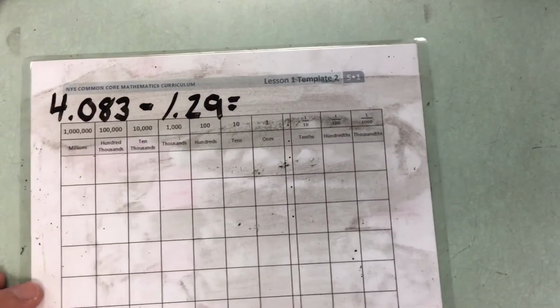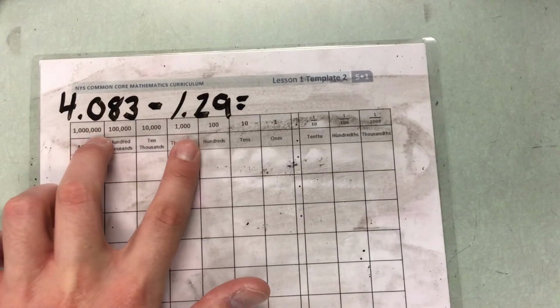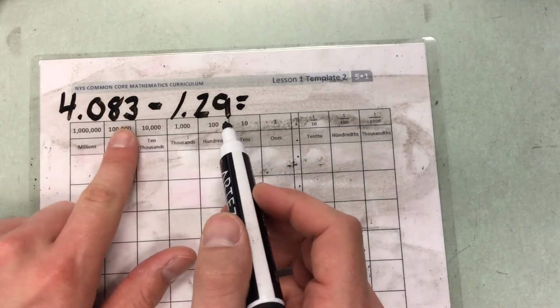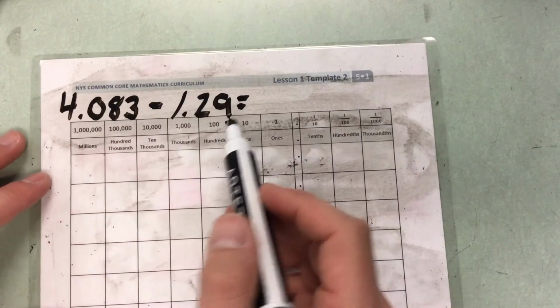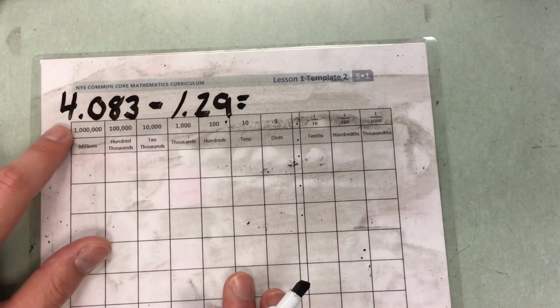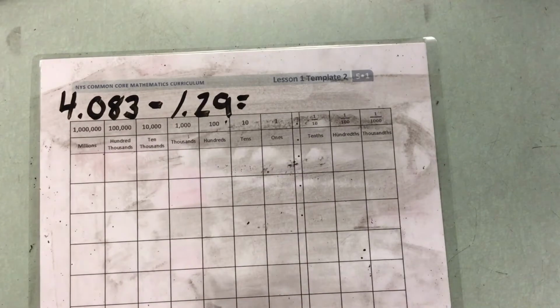For our next example, we're going to look at these two numbers. Go ahead and say to yourself what this problem is in standard form. So that would be 4 and 83 thousandths minus 1 and 29 hundredths. What do you notice about 1 and 29 hundredths when you compare it to 4 and 83 thousandths? There's nothing in the thousandths column for this. So we've got to make sure that we're putting these units in their proper place value columns.